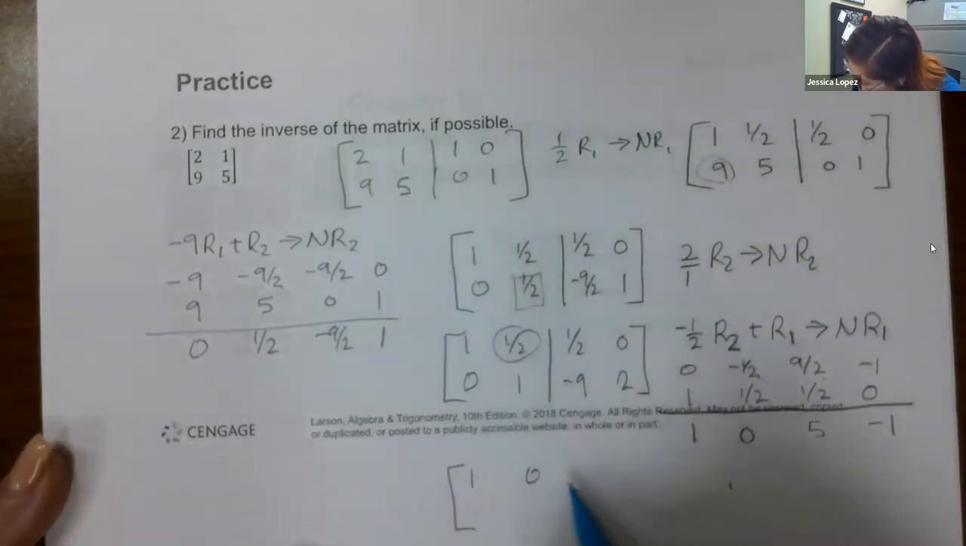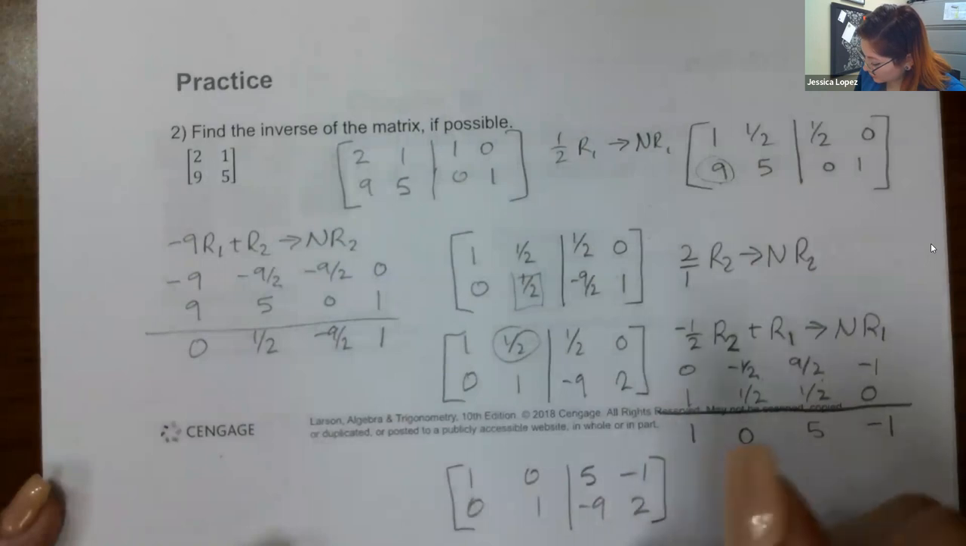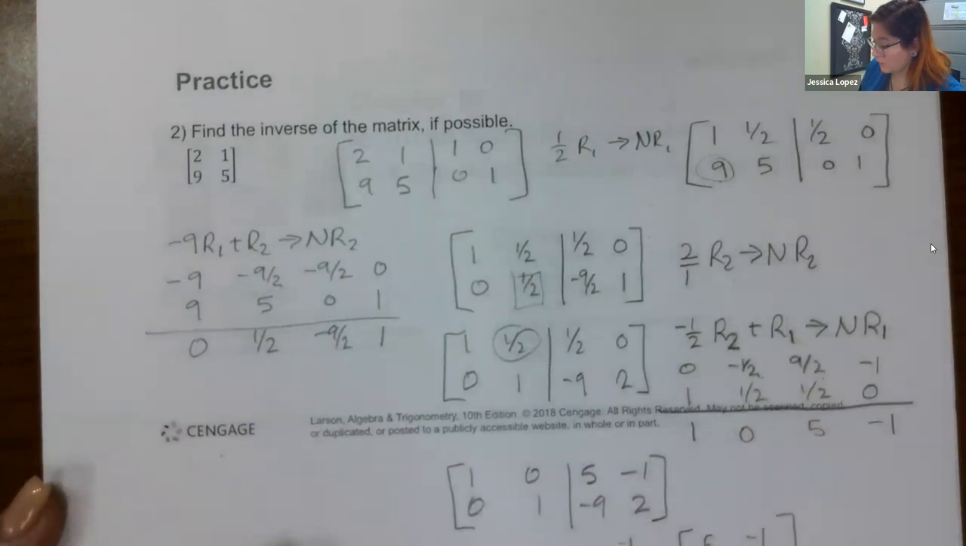So 1, 0, 5, -1. 0, 1, -9, and 2. And so then I know that the inverse is going to be 5, -9, -1, and 2, okay?